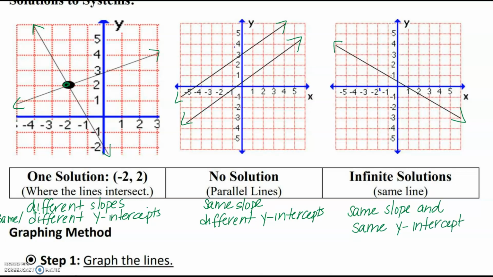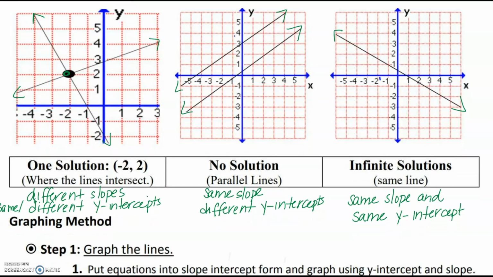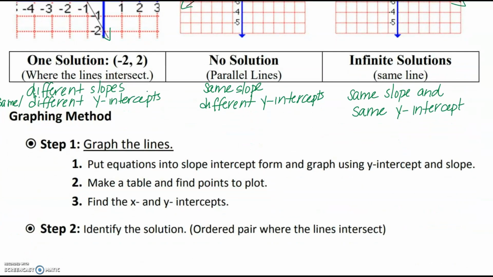Okay, so now you have a visual of all 3 of those. So we're going to look at the graphing method. We learned a couple different ways to graph when we did graphing for linear equations and functions in the last unit. One way was to put it in slope-intercept form and graph using the y-intercept and slope. Another method was making a table and finding the points to plot. Or we use the cover-up method, known as the x and y intercepts.